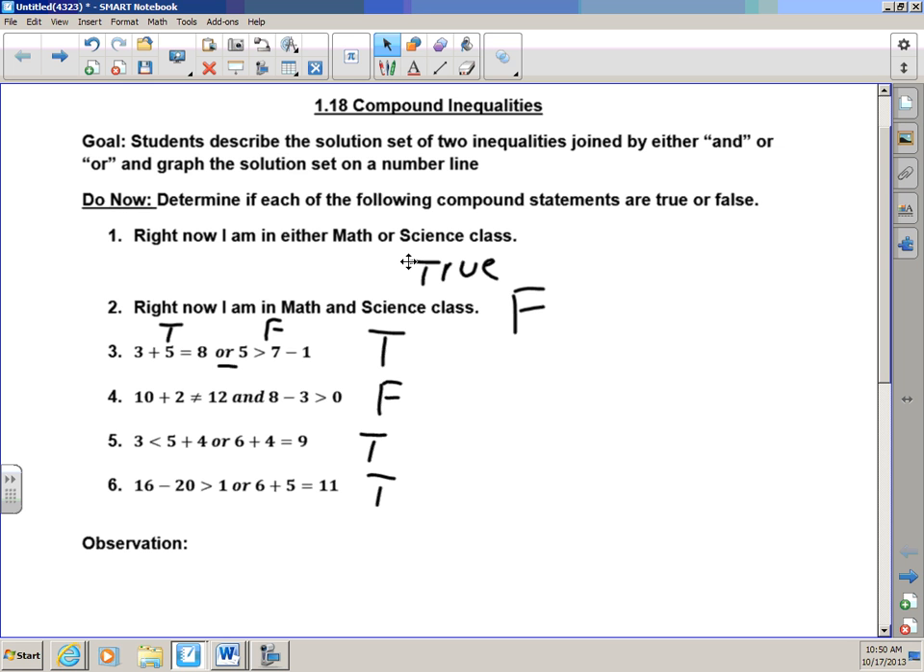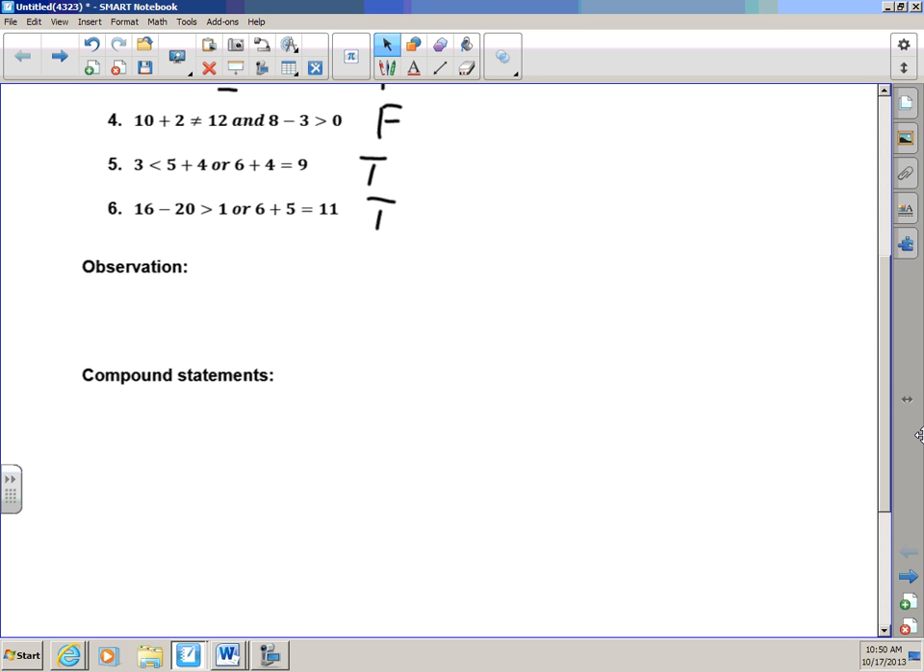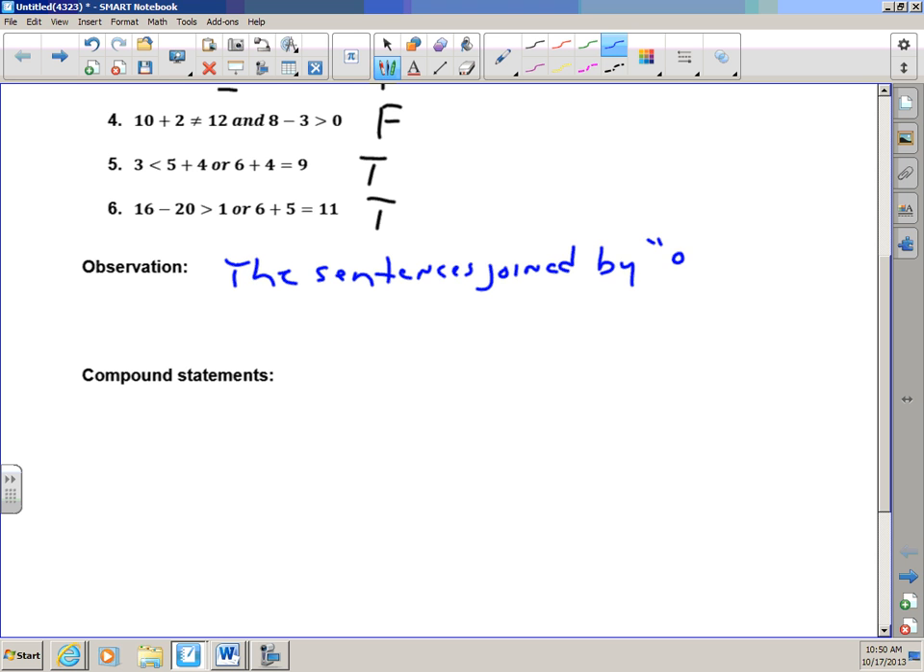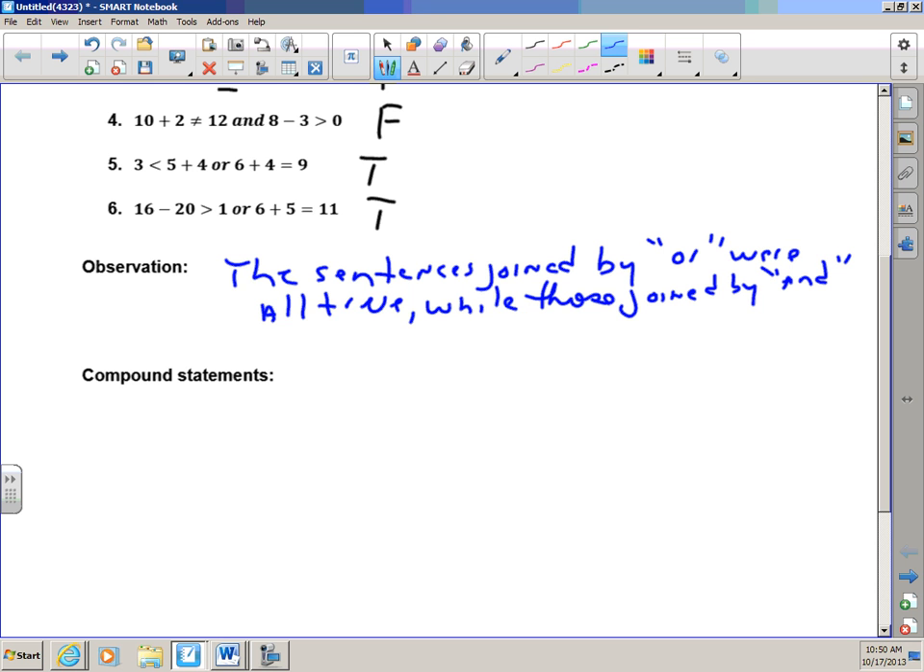So, what is the observation made? Well, just simply looking at the statements above, the observation is that the sentences joined by or were all true, while those joined by and were all false. Now, let's make some sense of this.